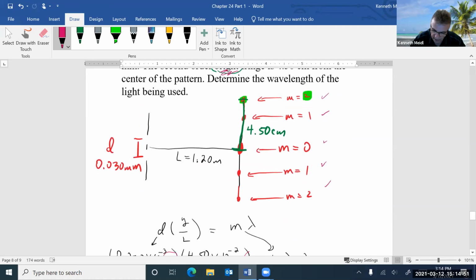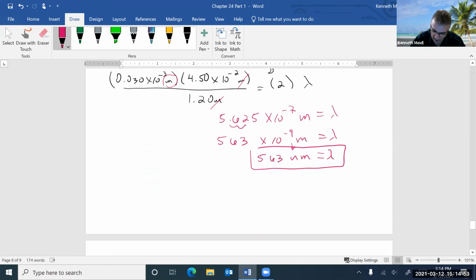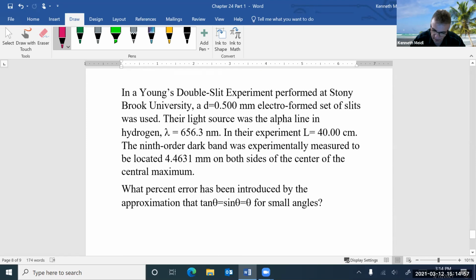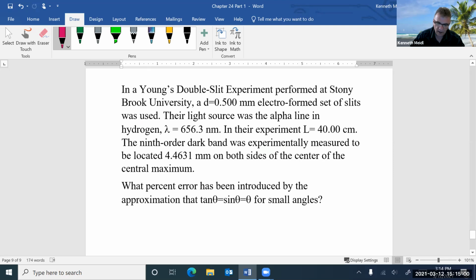So let's take a look at this approximation. Okay, in a Young's double slit experiment performed at Stony Brook University, a set of slits with a distance of 0.500 millimeter was used. Their light source was the alpha line of hydrogen, a very famous number, 656.3 nanometers. In their experiment, L was 40 centimeters.